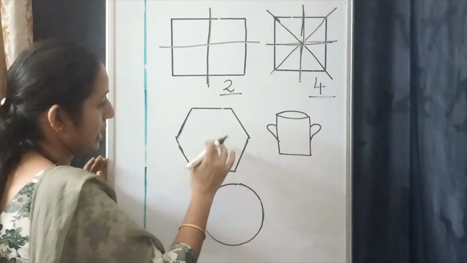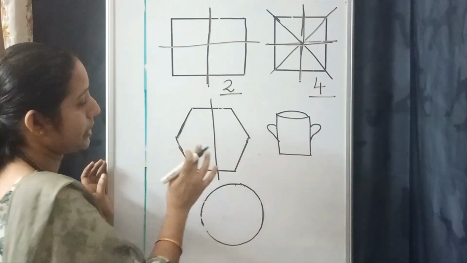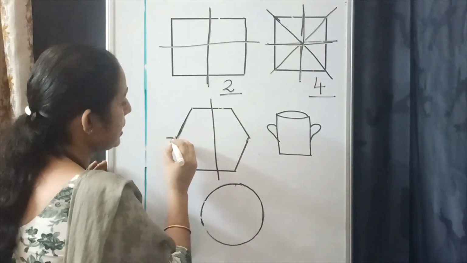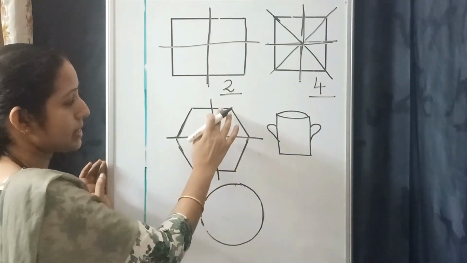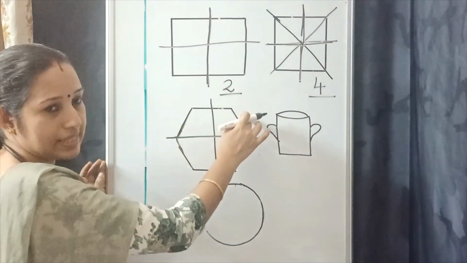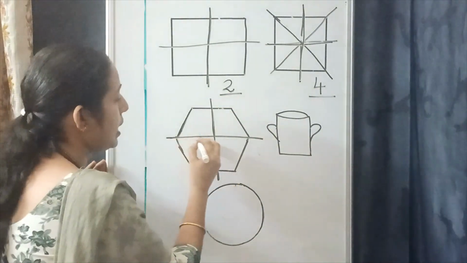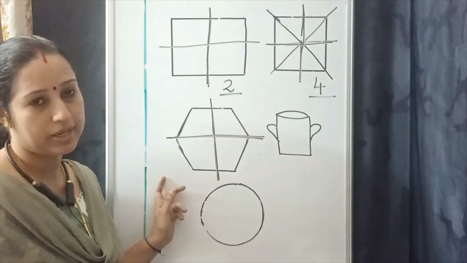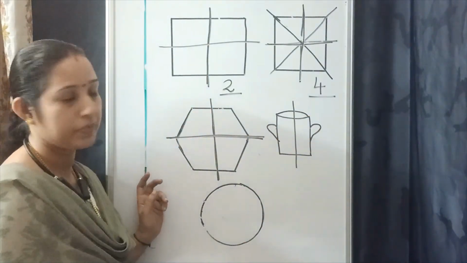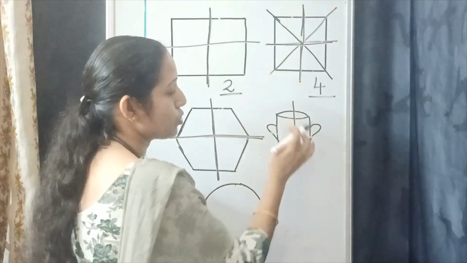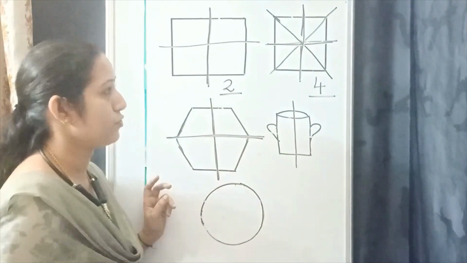Now this hexagon, we can draw a line this way. One line of symmetry, these two parts are equal. These two also give a line of symmetry. Hexagon means 6 sides: 1, 2, 3, 4, 5, 6 sides. So this is a line of symmetry and this is also a line of symmetry. So two lines of symmetry. And in this mark there is only one line of symmetry. If we draw one line here, are these two parts the same? No. So in this mark there is only one line of symmetry.